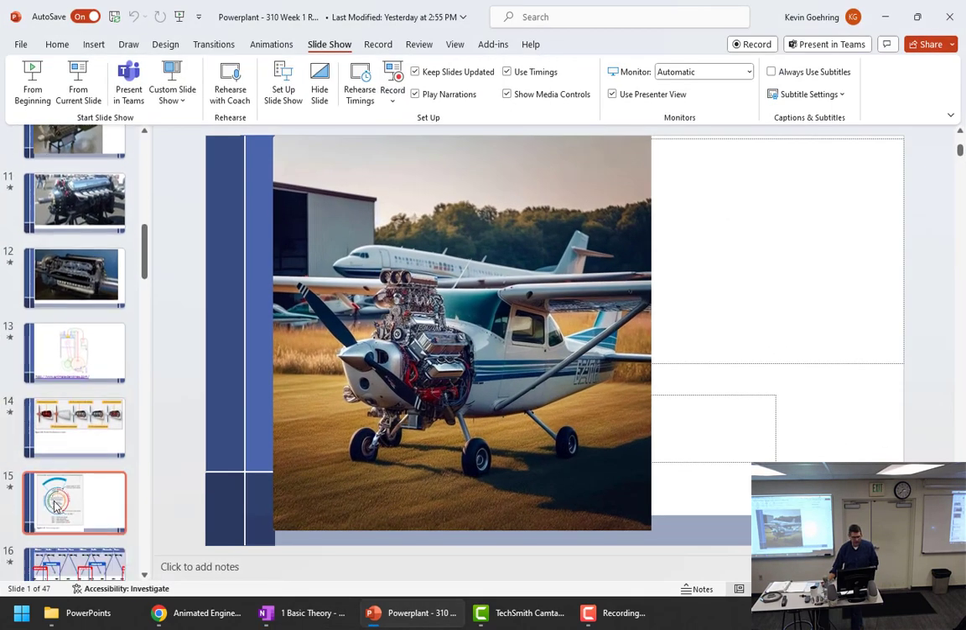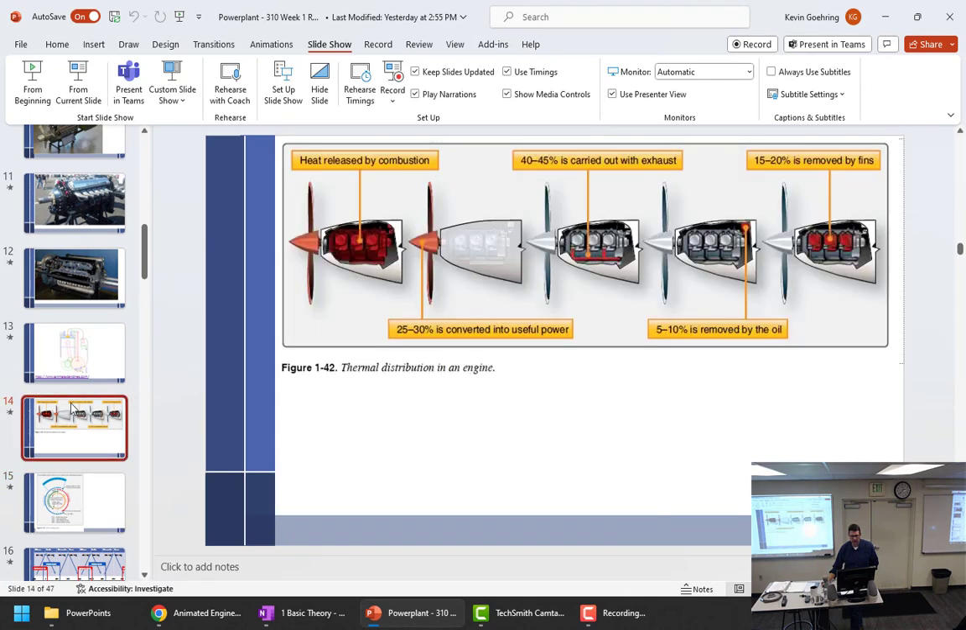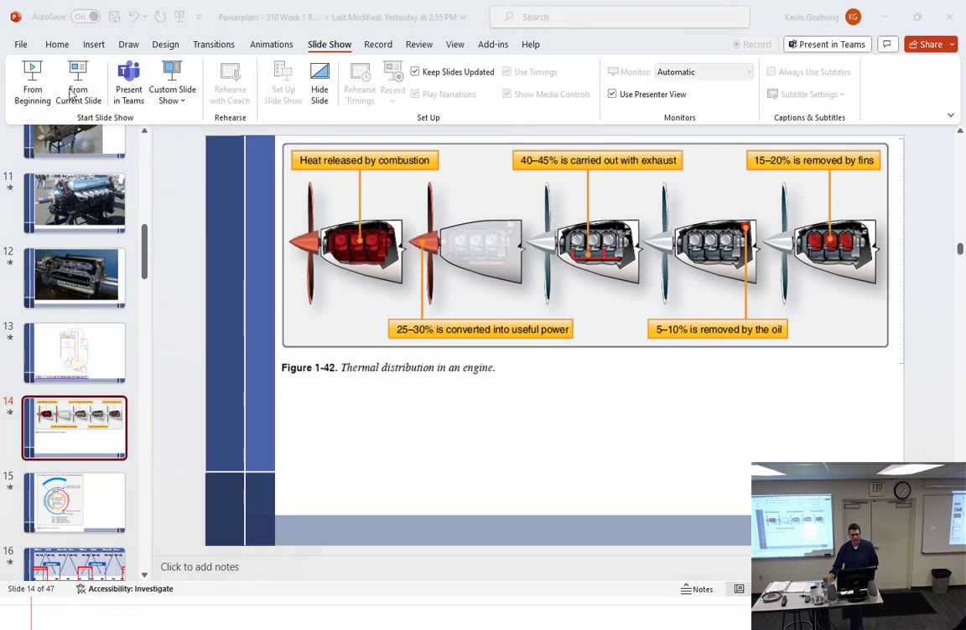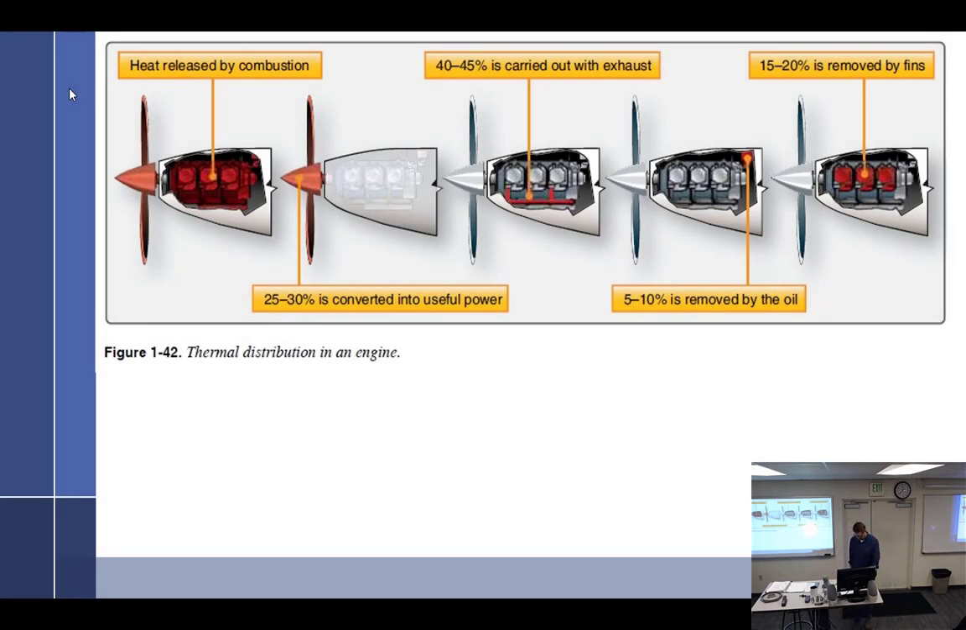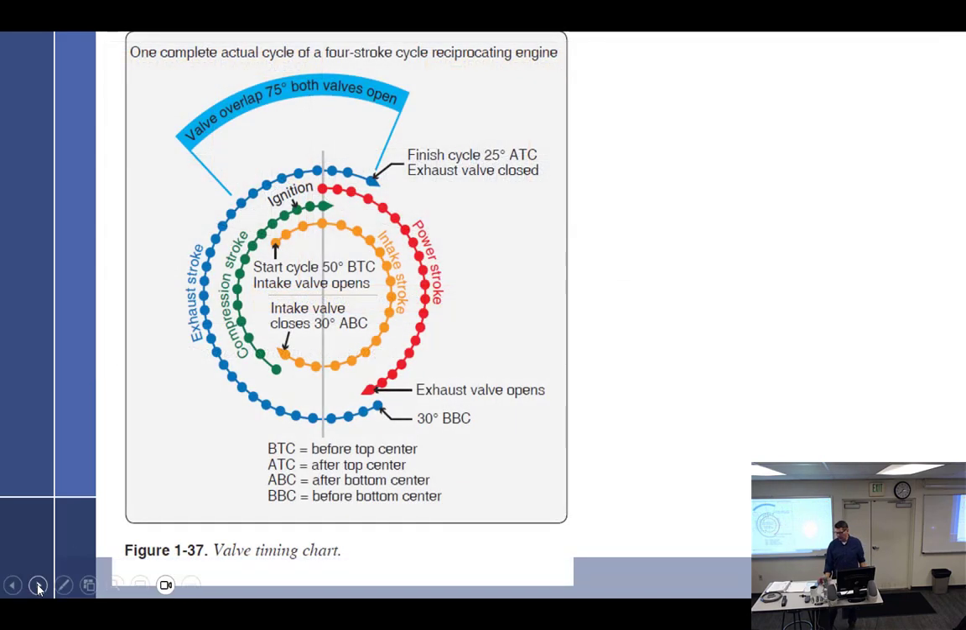Okay, let's see. How come I didn't talk about this? Oh, I did talk about that. I just didn't use a picture to describe it. Thermal efficiency of engines. This is in your book, and you would know that if you read it. Have you seen this before? That to me makes absolutely no sense whatsoever, and it hurts my brain. It's a little rough. This is valve overlap right there: 75 degrees, both valves open between here and here.